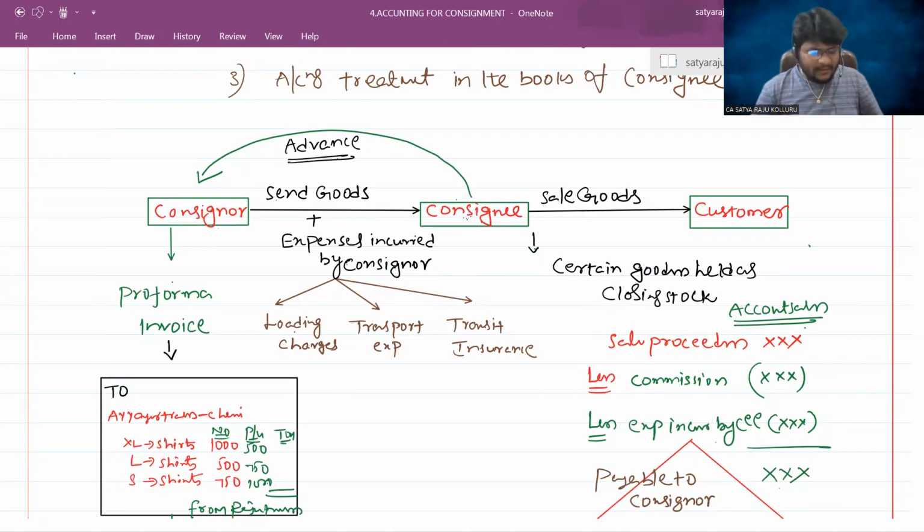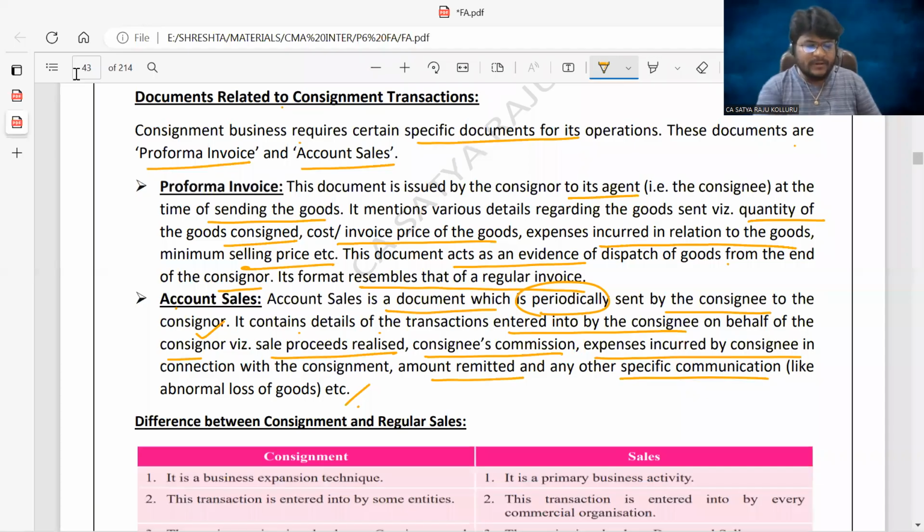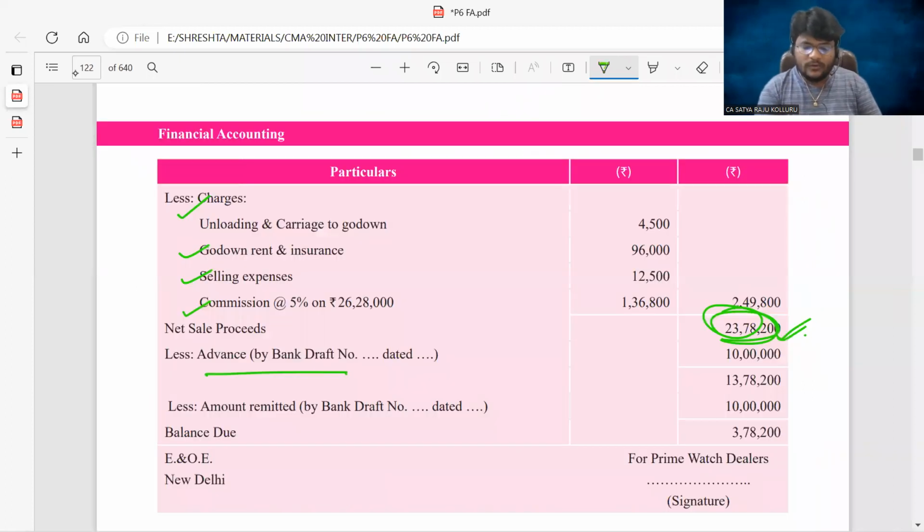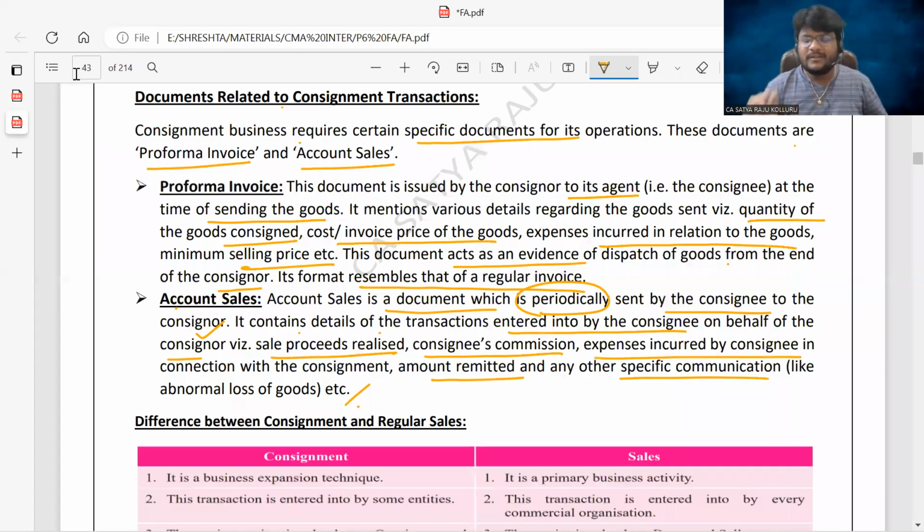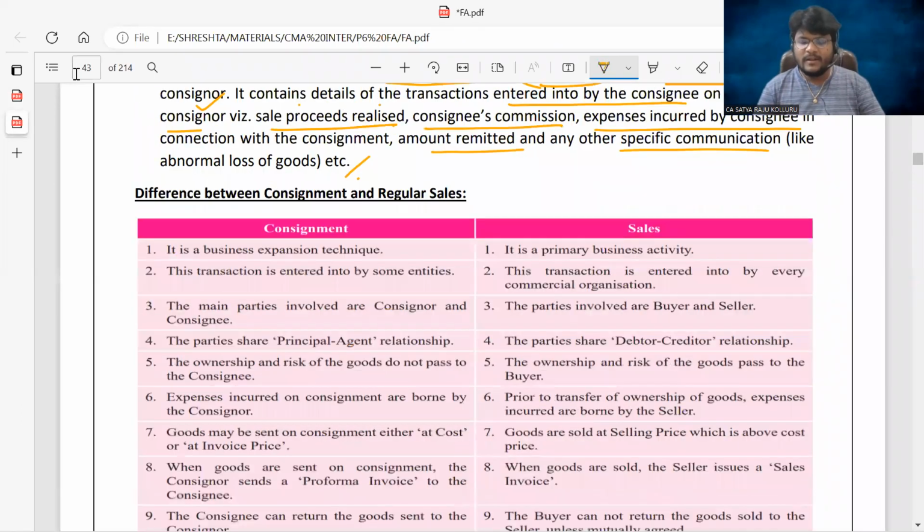Do you understand? The same thing is represented here at the time of seeing the account sales. Any advance previously paid by the consignee to the consignor, such advance amount is also reduced by the consignee, and the remaining amount only he is going to pay right now. That is the impact of this advance. Okay, let it be. Just leave it.